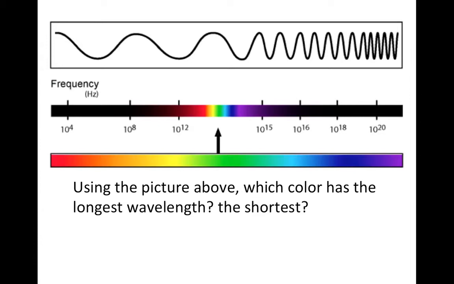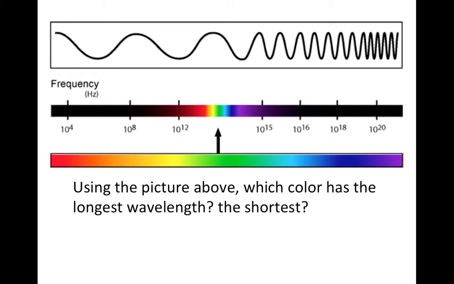Okay? So, using this picture again, what color has the longest wavelength? So you have red, green, purple. Using the diagram, tell me which color has the longest wavelength, and which one has the shortest wavelength. Okay, so pause this recording, write down this question on the opposite side of your notes, and press play when you're done.